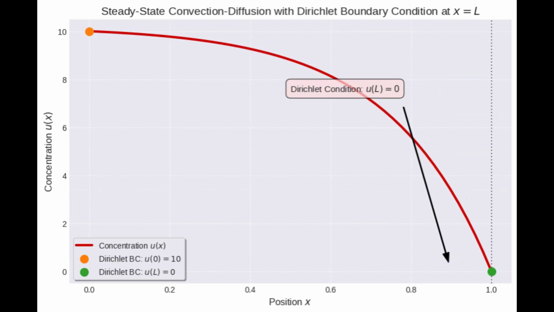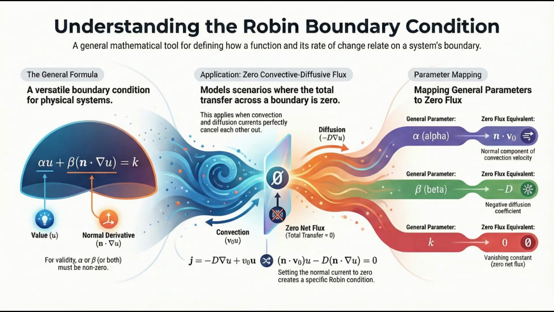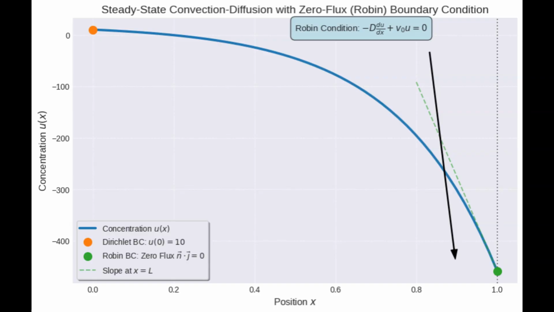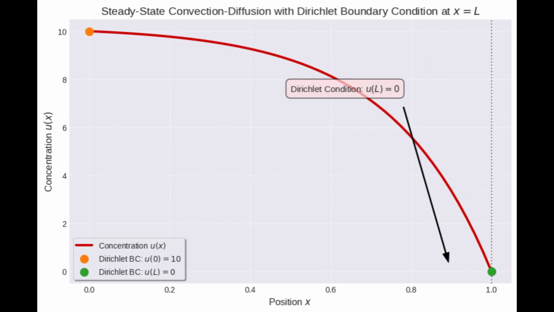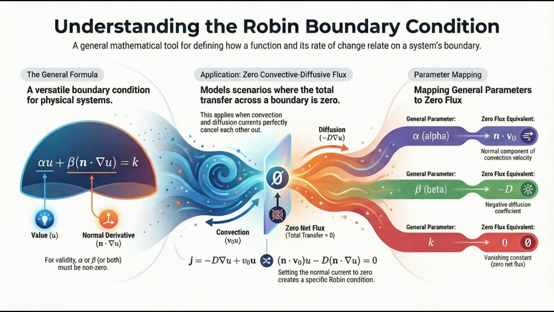Well, our second point is that the mechanism is dynamic equilibrium. The Robin condition forces the concentration to literally self-adjust right at the boundary. This self-correction ensures the outward push from convection is always perfectly matched by the inward pull from diffusion. It's a constant internal negotiation.